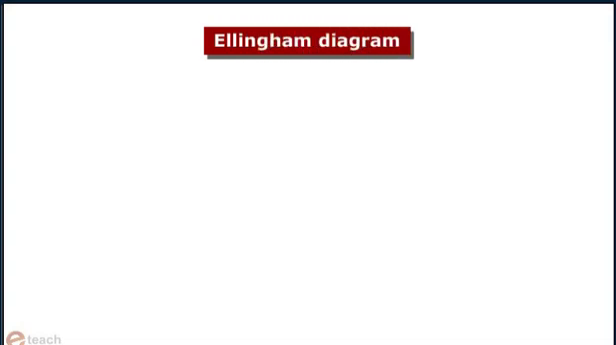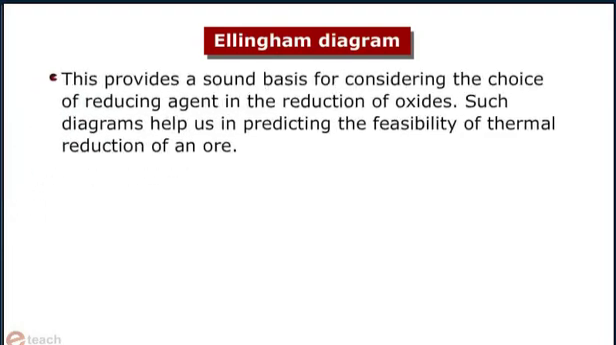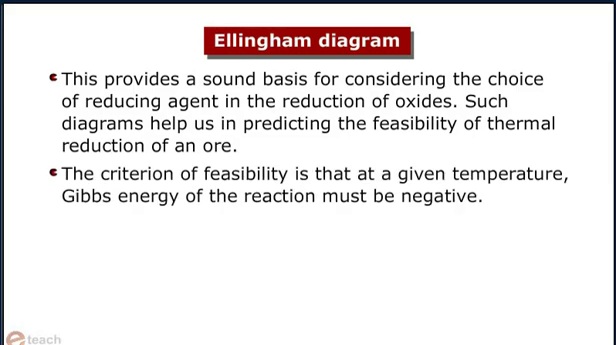Let us study the Ellingham diagram. This provides a sound basis for considering the choice of reducing agent in the reduction of oxides. Such diagrams help us in predicting the feasibility of thermal reduction of an ore. The criterion of feasibility is that at a given temperature, the Gibbs energy of the reaction must be negative.